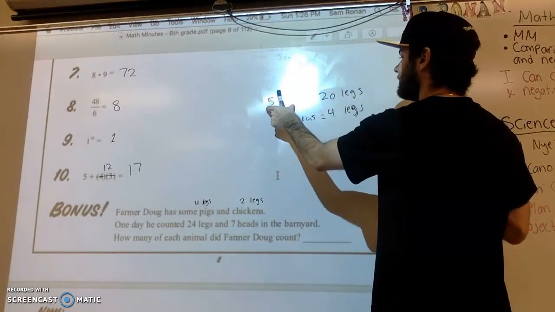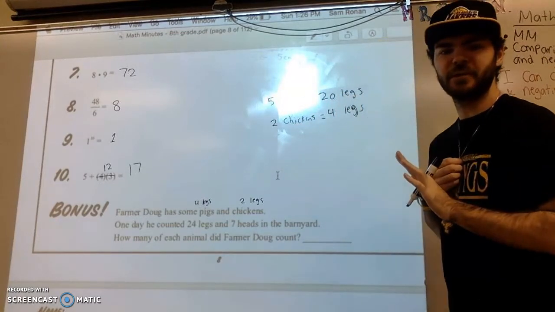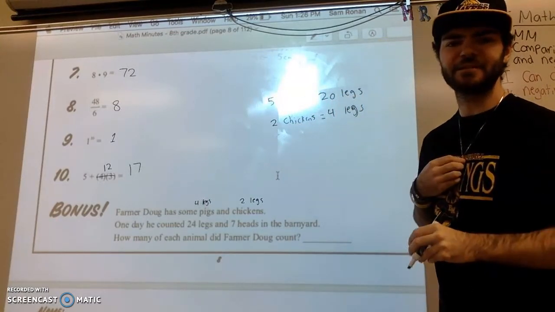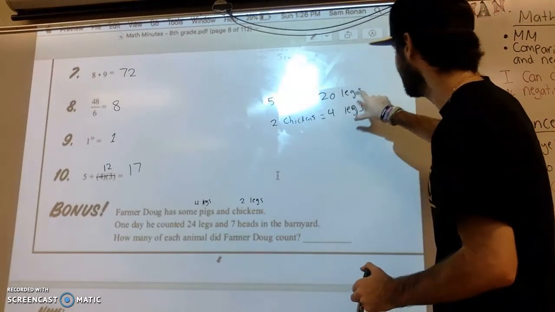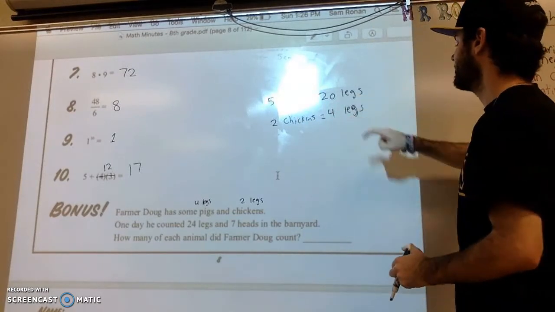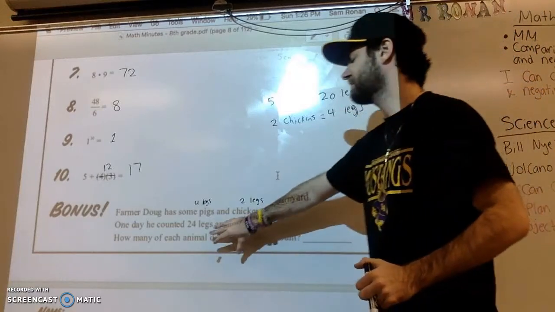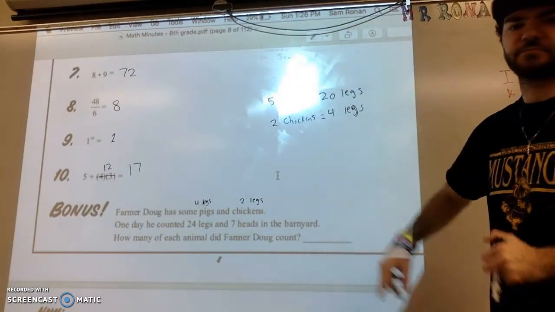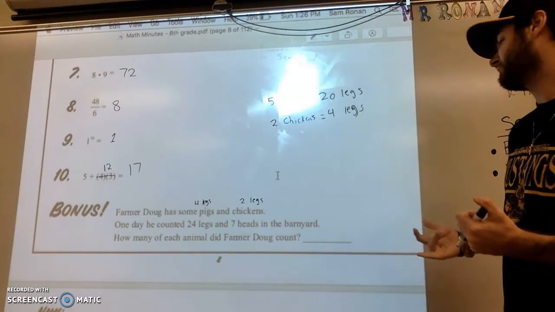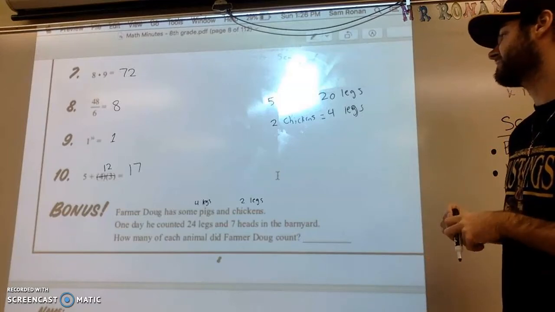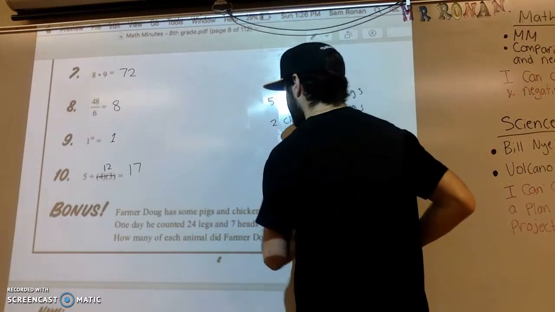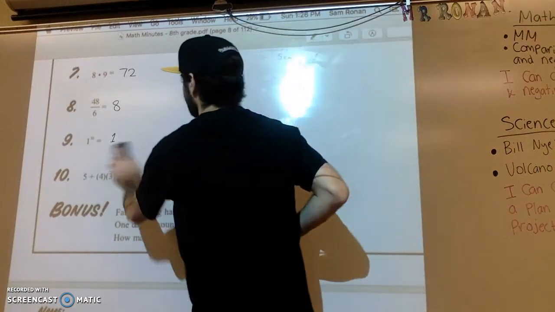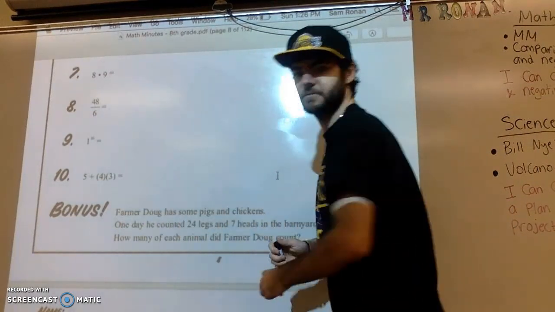So if we check, 5 pigs, 2 chickens, that's 7 total heads. You guys can't even see it because there's a glare, but this says pigs right there, I promise. And then 20 legs and 4 legs, that's going to total out to be 24 legs down here. So really what we're looking for is Doug has 5 pigs and 2 chickens. And that's going to be the first minute there. That's minute 1.